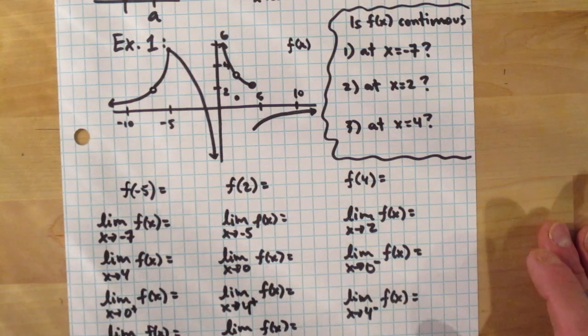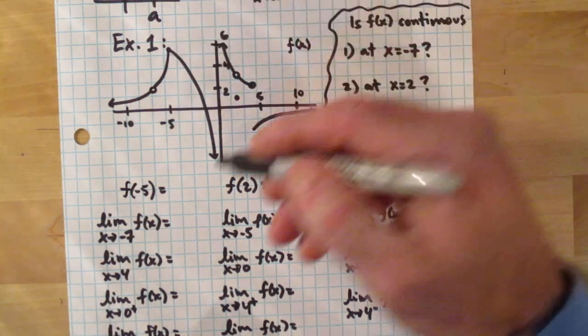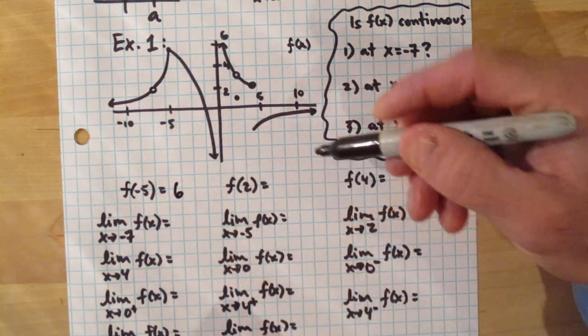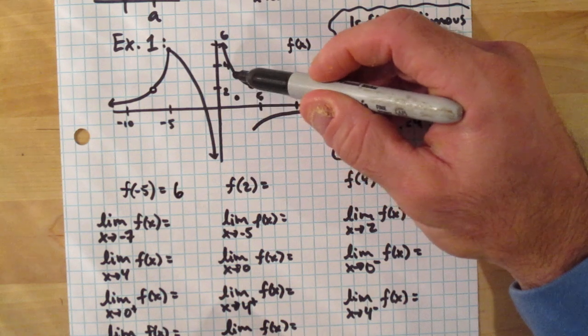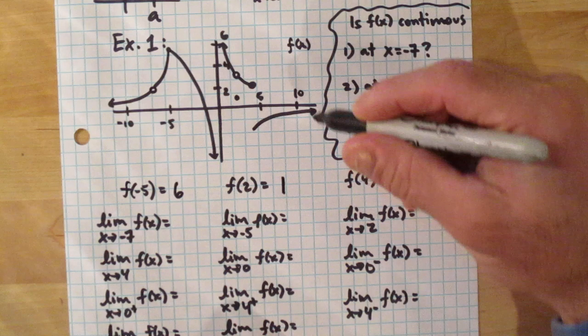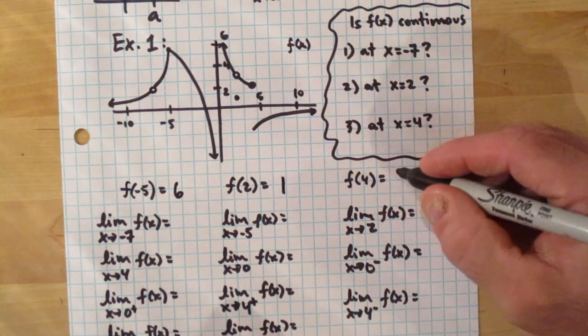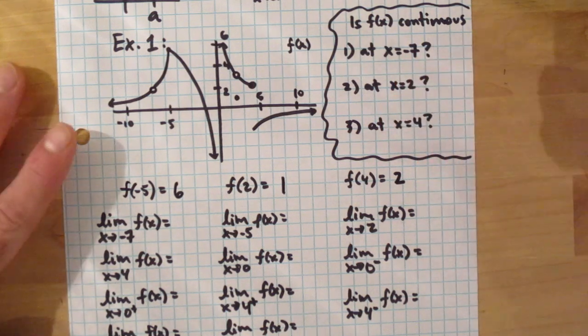So let's take a look. f of negative 5 equals 6. f of 2 equals, it looks like, 1. Don't be fooled into thinking it's 3. It's actually 1. f of 4 equals, looks like, 2. Let's go through a few limits here now.